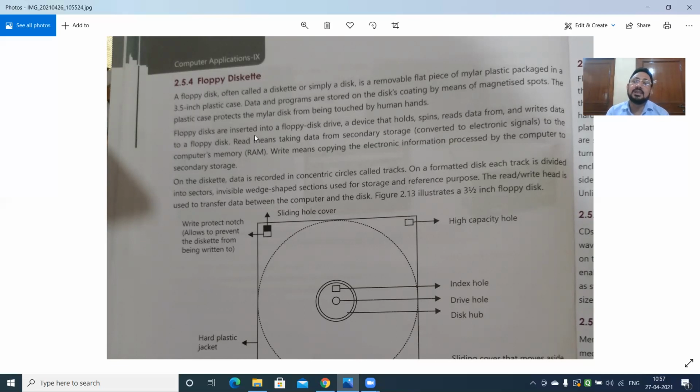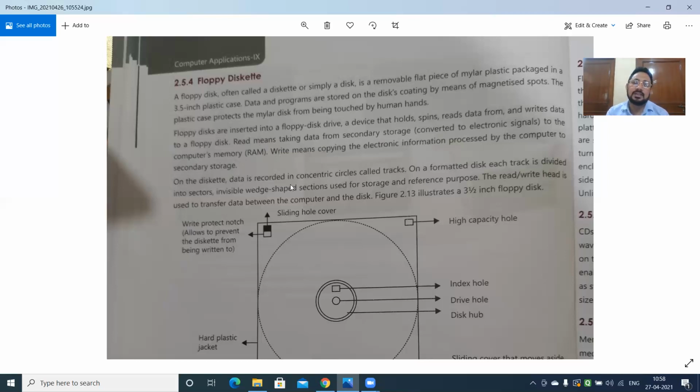Floppy disks are inserted into a floppy disk drive, a device that holds, spins, reads data from, and writes data to a floppy disk. Read means taking data to the computer memory, this I've already explained, and write means copying the electronic information by the computer system to the secondary storage. On the floppy disk also we can write. It was a read-write device. You can read or you can write on it.